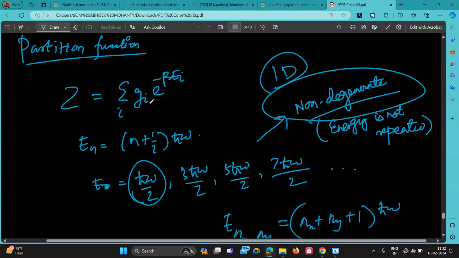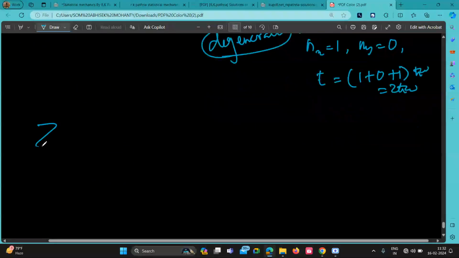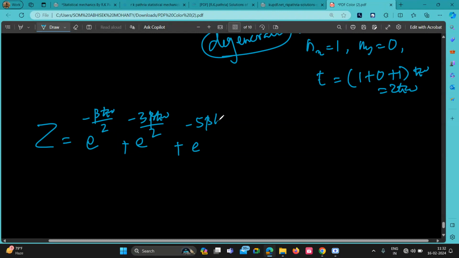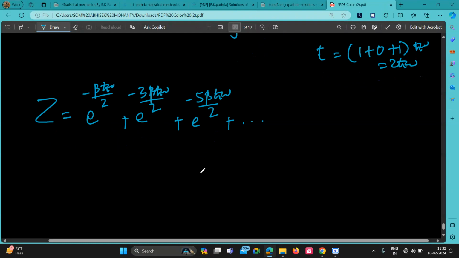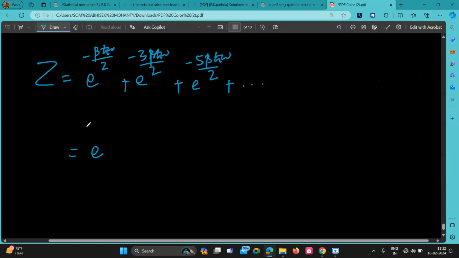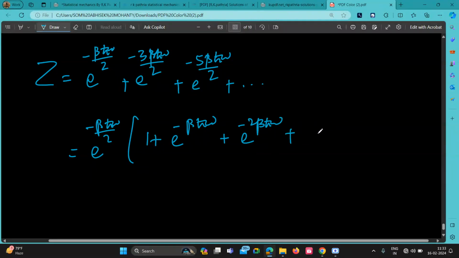So g is 1. If I calculate the partition function, it will be e to the power minus βħω by 2 plus, just put the values, no need to do the degeneracy term, e to the power minus 3βħω by 2 plus e to the power minus 5βħω by 2 plus, it will go on and on. So if I take e to the power minus βħω by 2 common, then 1 plus e to the power minus βħω, you do it yourself, try to do it, don't just copy it, plus e to the power minus 2βħω, it will go on and on like this again.